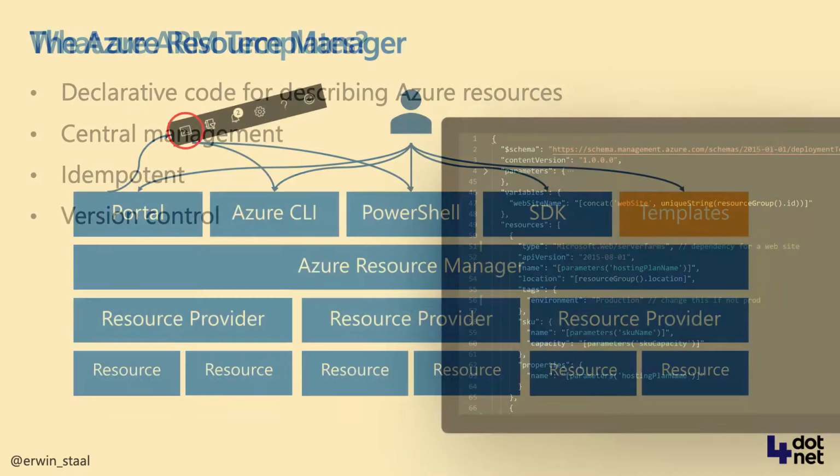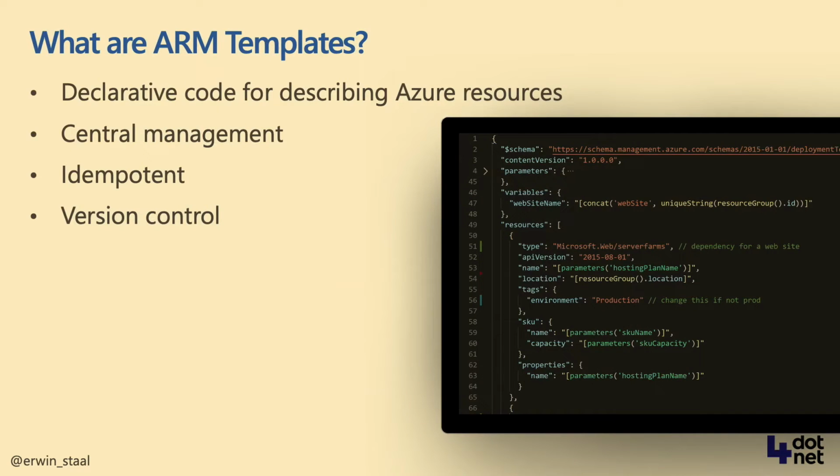Alright, so then what are these ARM templates? As you can see in this very small example here, it's a way to declaratively write your infrastructure as code in a JSON type of language. It allows you to do central management of all the resources you have in Azure.